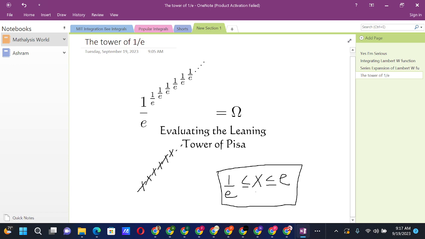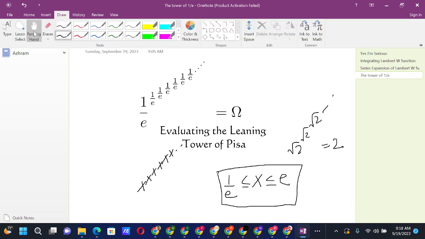Now let's say root 2 lies in between these values, so root 2 to the power root 2 to the power root 2 and so on equals 2. It converges to a value. Okay, so here we have 1/e, so this should also converge to a value. But how do we find out what value it converges to? So let's see how we proceed.